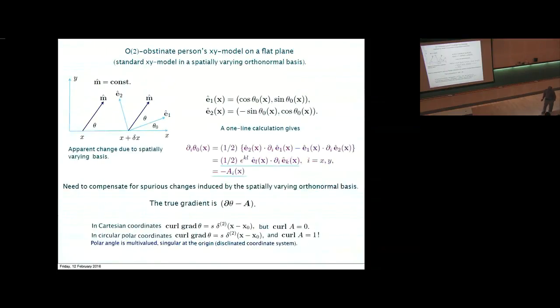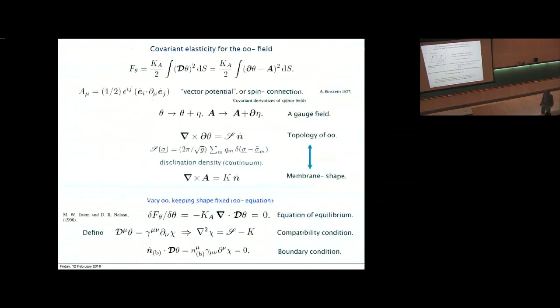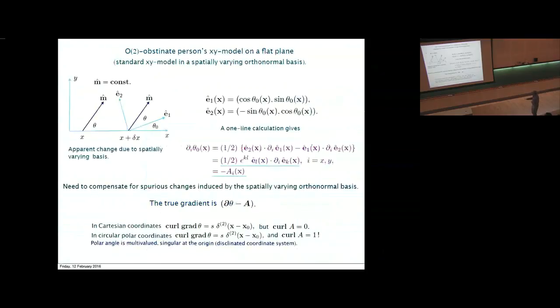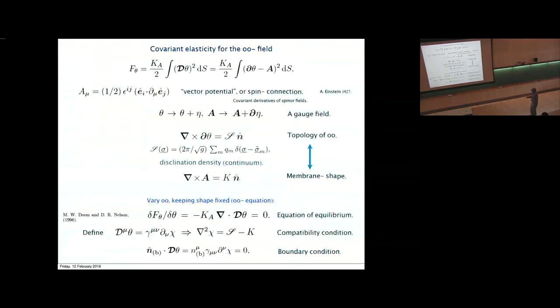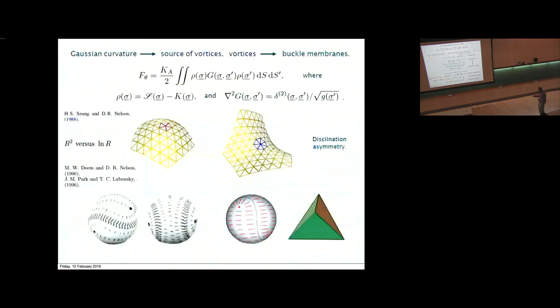I'll go fast. So basically, I'm really going fast here. If I wish to use this degree of freedom in solving the ordinary standard XY model, then I'll find that the true gradient of theta is some partial of theta minus A, where A was that vector potential we talked about. And basically, this relation which I discussed earlier gives a connection between the topology of the orientation order on the surface and the shape of the membrane. So this is called the theta equation. I just do that and I again land up with Laplacian of theta equal to zero.